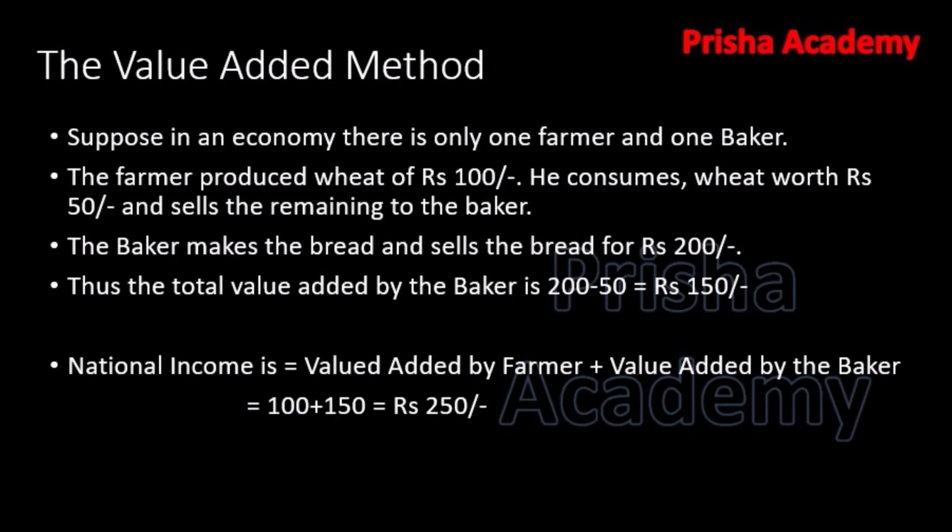Now to calculate the value added GDP, we calculate value added by the farmer plus value added by the baker. So 100, which was added by the farmer, plus 150, which was added by the baker. So the total value of the GDP by the value added method will be 250 rupees. Similarly, we calculate value added by all the firms and then we get the GDP by the value added method.